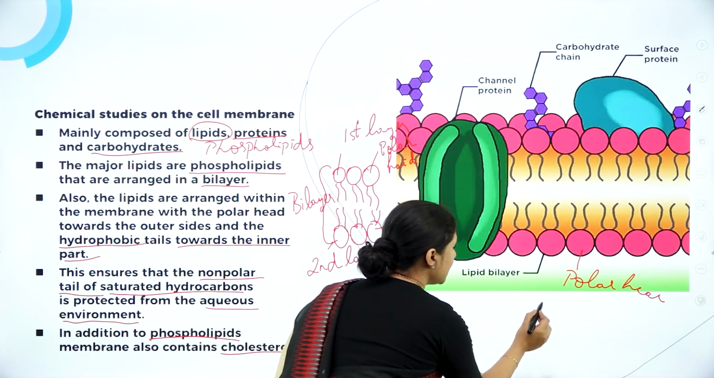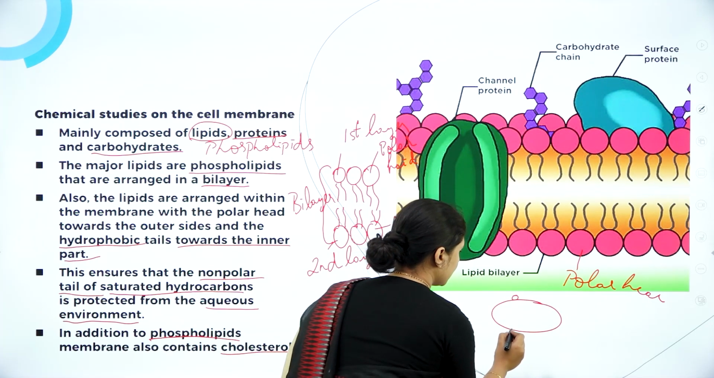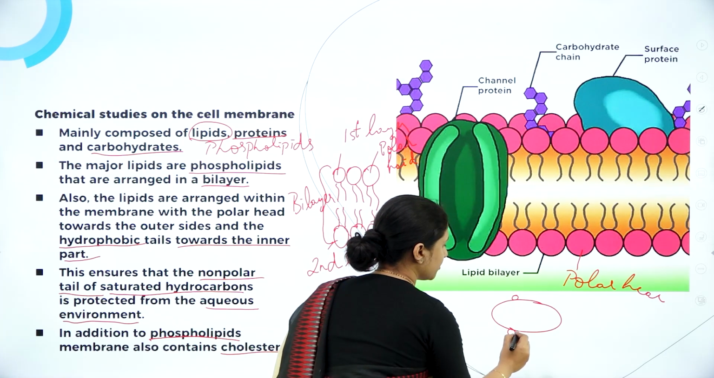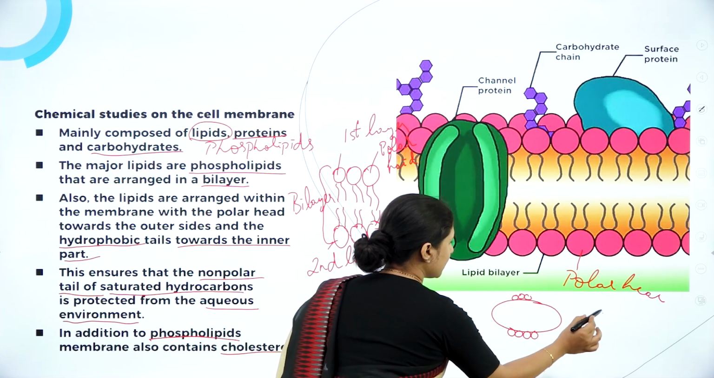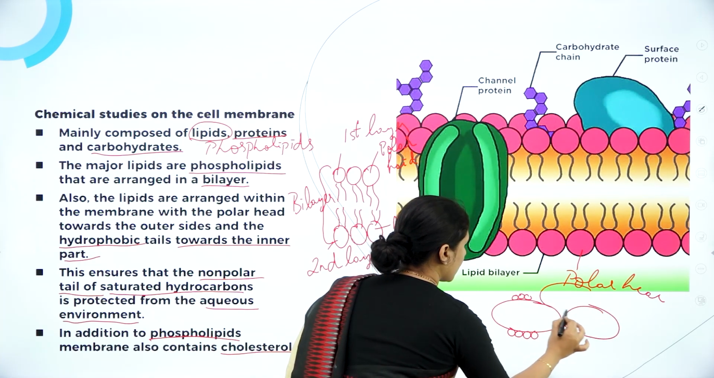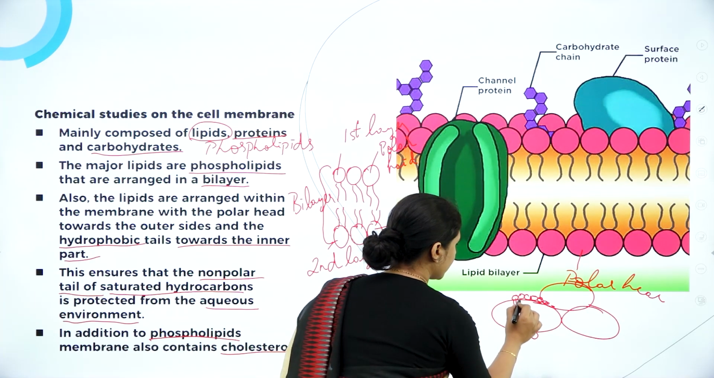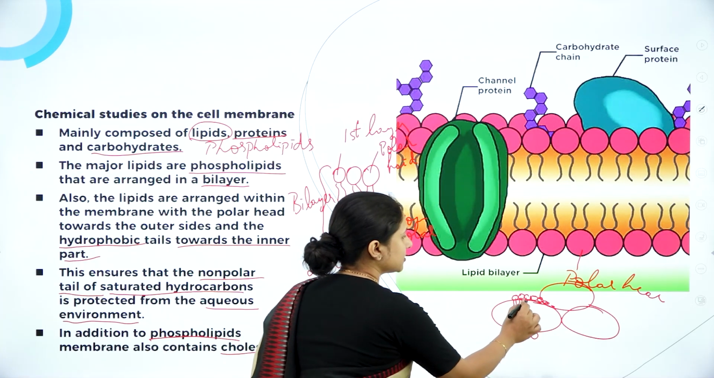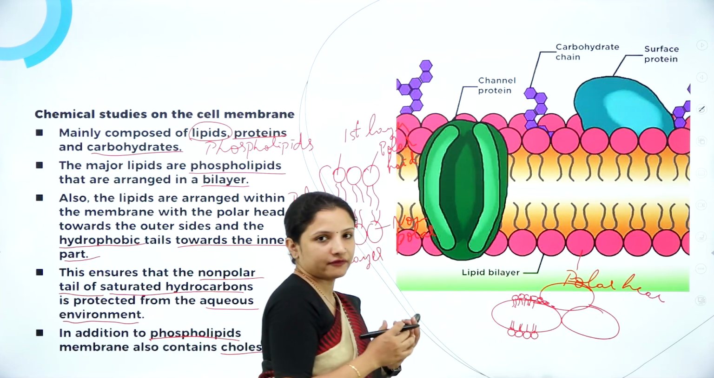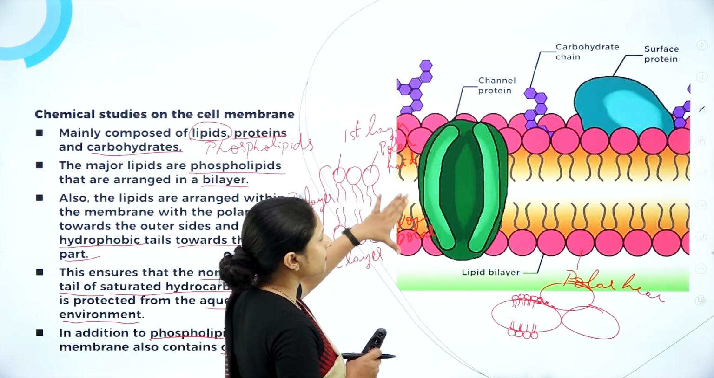Say, for example, this is a cell. Here the polar heads will be like this, always towards the outside. You can imagine it like this, and here there will be other neighboring cells which are arranged like this, also with their polar heads towards the outside, and the tail is always arranged towards the inside. This is how the cell membrane is always arranged. So it is made up of a lipid bilayer.